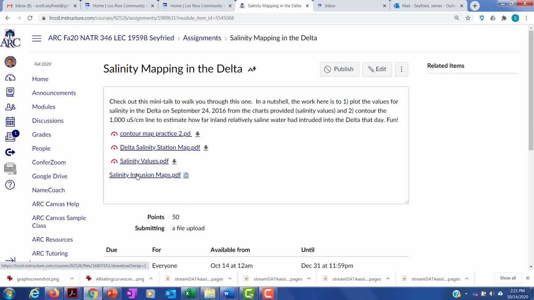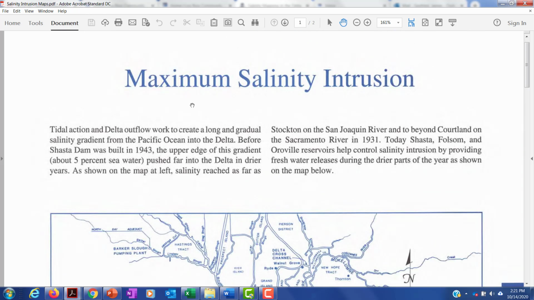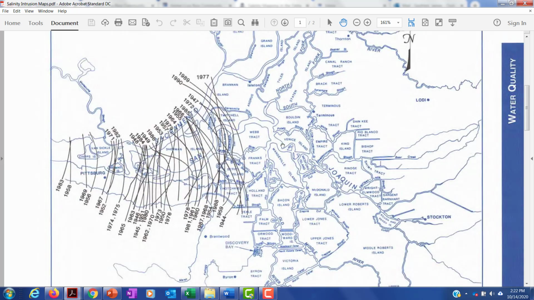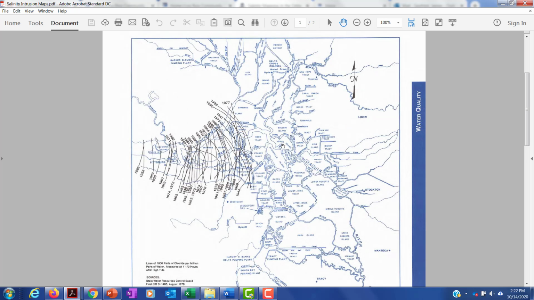If you go there, you'll find 4 files. I want to introduce this concept in general. This is just a 2-page explanation of what we're talking about here, maximum salinity intrusion in the Delta. I hope you recognize this map as a map of the San Joaquin Delta.